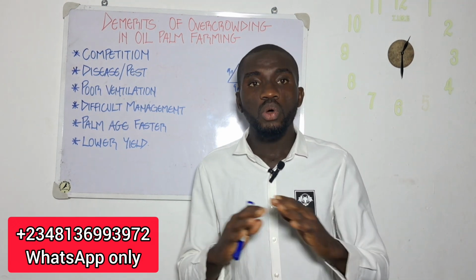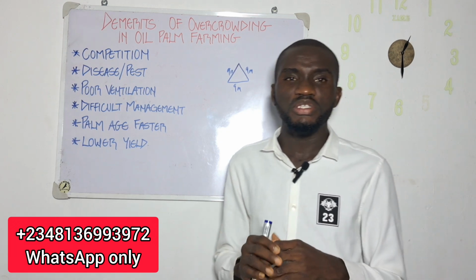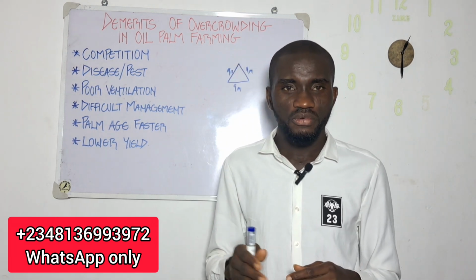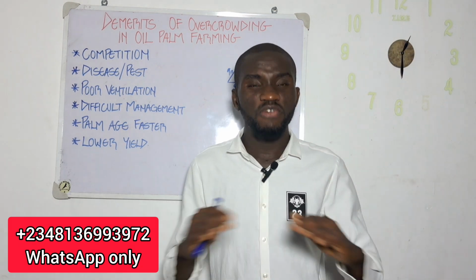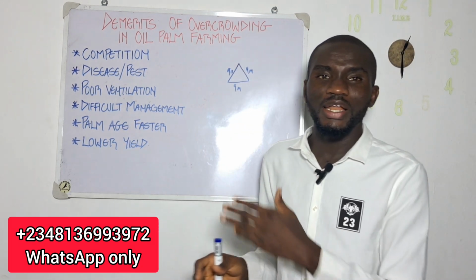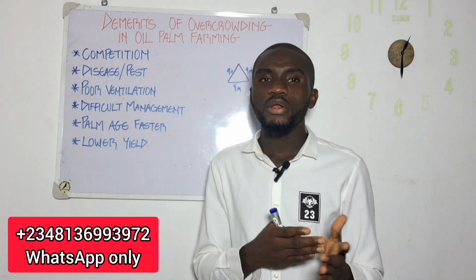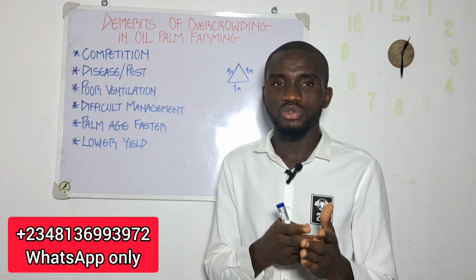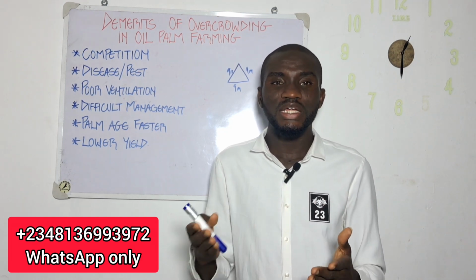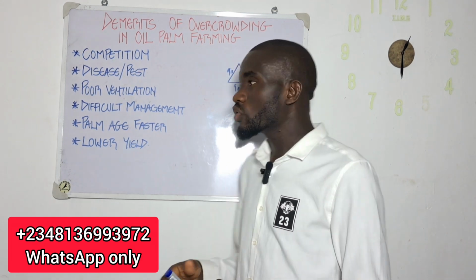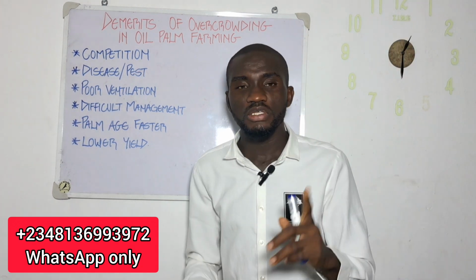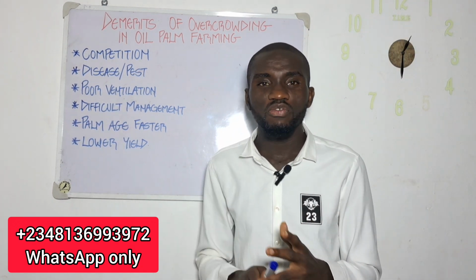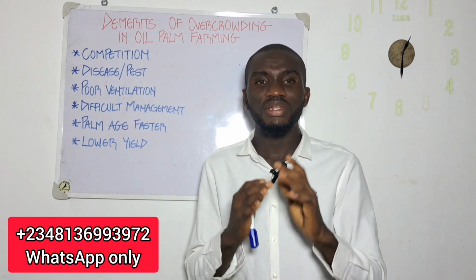Now, the worst you can do is to reduce the spacing to about 8.5 meter triangular, which is still very good. This will allow you to have about 158 to 160 trees on a hectare of land. So basically, on a hectare of land, you have about 150 trees. On an acre of land, you have 60 trees if you are doing the right thing.